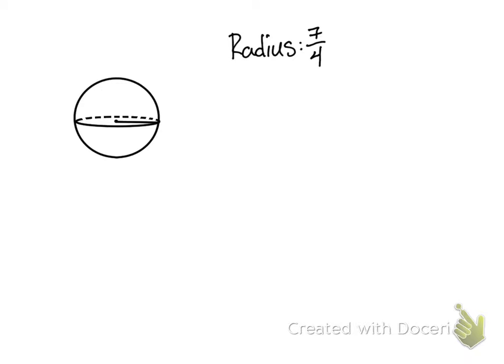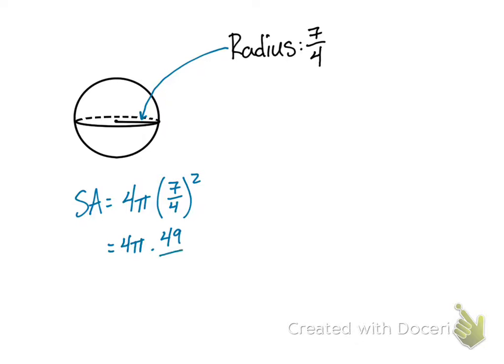Okay. Our last one, radius is 7/4. Let's start with surface area. 4 pi radius squared. Remember, when we square a fraction, we have to square the top and square the bottom. So this is going to be 4 pi times 49 over 16. Okay, that 4 cancels with the 4 there. So we end up with 49 over 4 pi units squared.